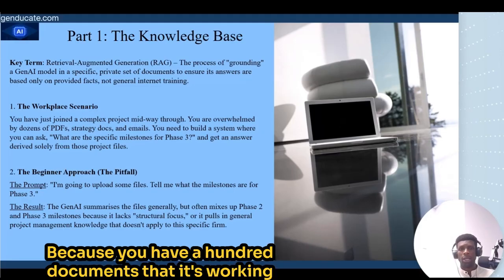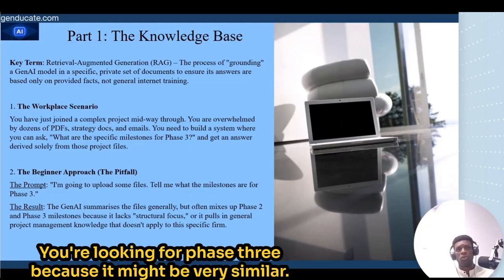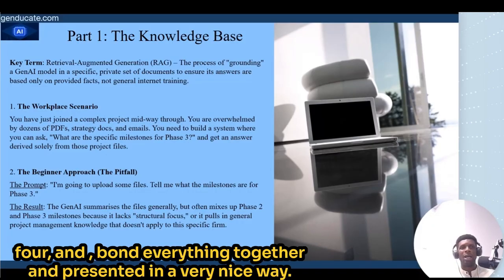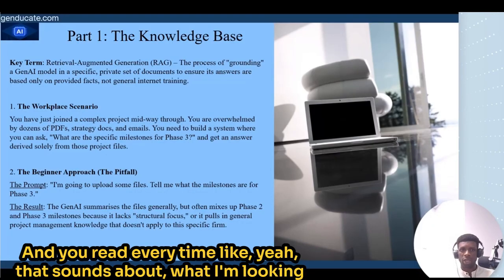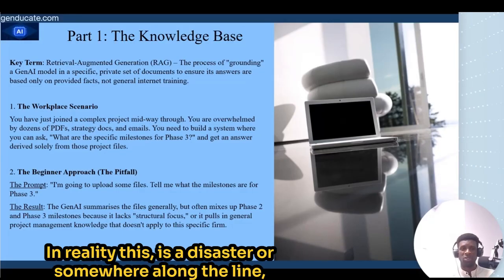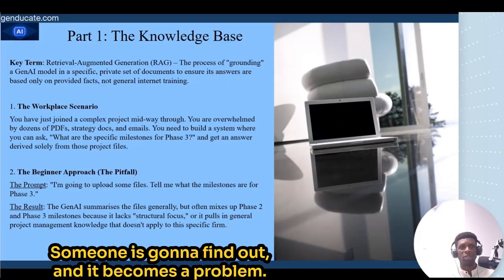You wouldn't know because you have 100 documents that it's working with. You probably wouldn't know how it's mixed in information from another phase. You're looking for phase 3, but it might be very similar. It would take information from phase 1, phase 2, phase 3, phase 4, and bundle everything together and present it in a very nice way. And you read everything and think, yeah, that sounds about what I'm looking for, because you don't know what's in the documents. So don't do that. In reality, this is a disaster, because somewhere along the line, someone is going to find out and it becomes a problem.